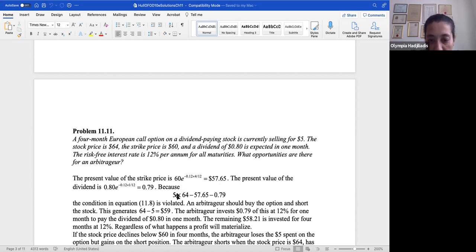Because it is the case that 5, which is the call option price, it's selling for $5, is less than 64 minus 57.65 minus 0.79. The condition in equation 11.8 is violated. So let's see. The condition in equation 11.8, let's go see equation 11.8.